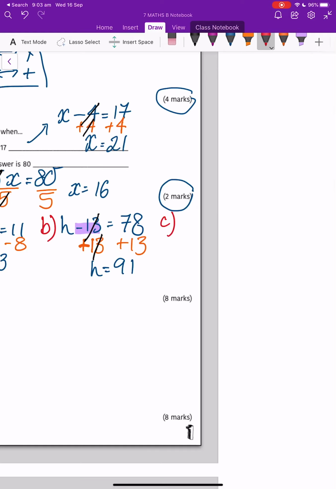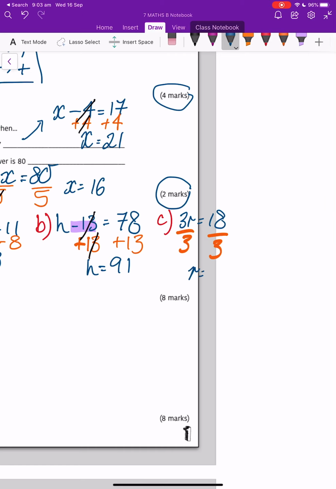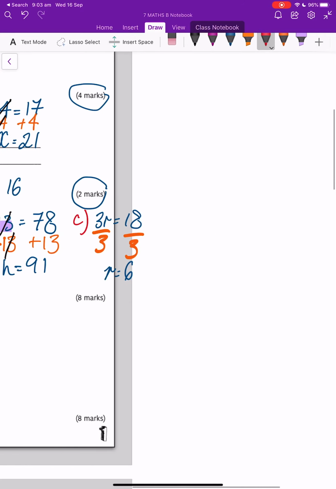Part C. Part C says 3r equals 18. Okay, so that r, what we want to get by itself, it's currently being multiplied by 3. So in order to reverse that, we're going to do the opposite, which is to divide by 3. So we've got to do that to both sides. R equals, how many 3s go into 18? 6. So 6 is your final answer.